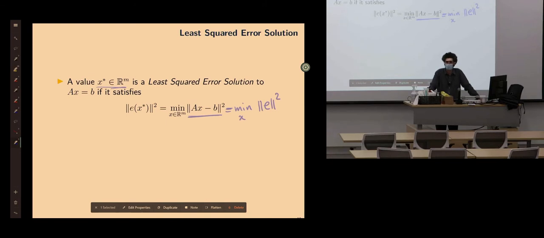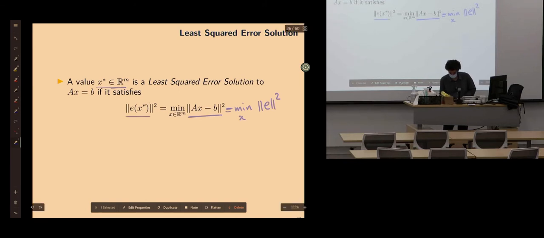That makes sense, right? If we're going to settle for an approximate solution, we may as well try to find the best one, the one that minimizes the error. So that's how we're going to define our problem. We call this the least squared error solution, because among all possibilities, the norm squared of the error will obtain the minimum value. Okay?